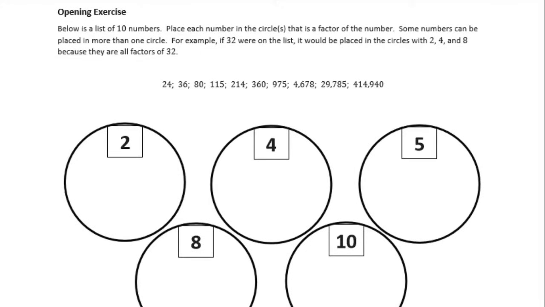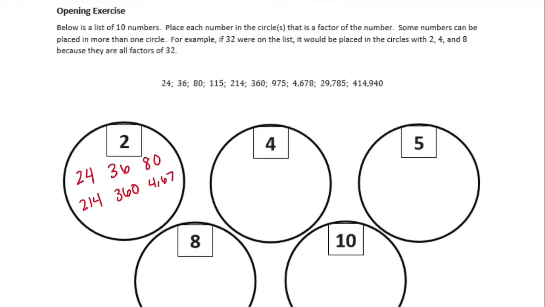So if we see 24, for example, that ends in 4, so it's divisible by 2. So 24 goes in there. 36 ends in 6, so that goes in there. 80 ends in a 0. 115 ends in a 5, so it's not divisible by 2. 214 would go in there. 360. 975, 5 is not an even number.